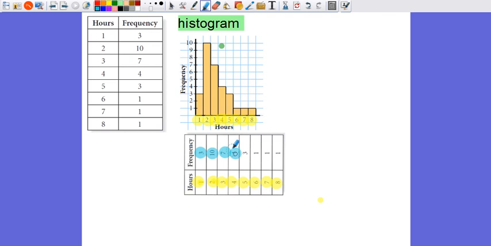3, 10, 7, 4. 3, 1, 1, 1. So this is basically representing the data in a bar graph. That's basically a histogram representing this data in a bar graph.